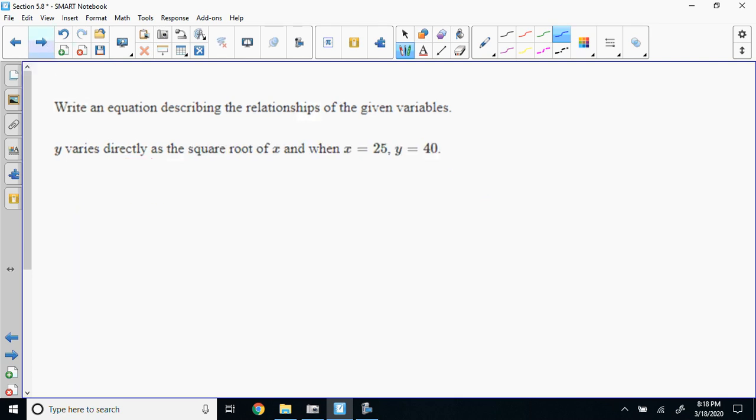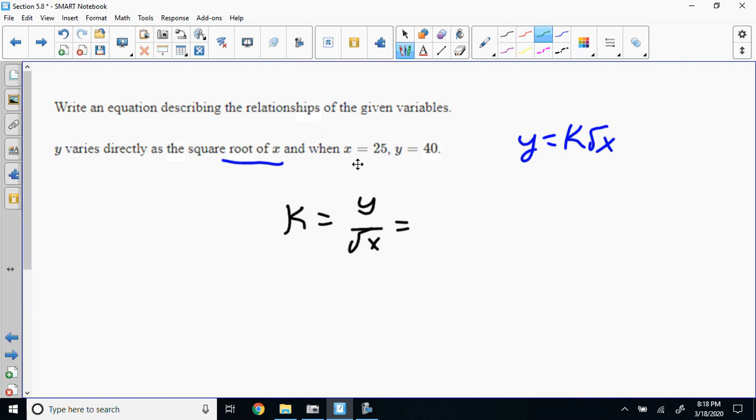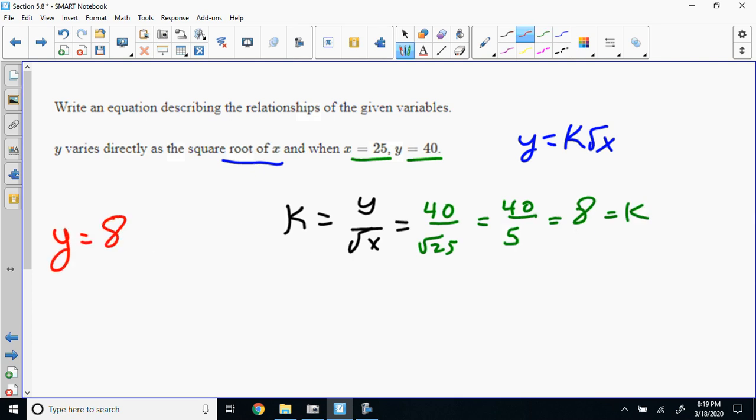Now when we look at the other one, it says y varies directly as the square root of x. So it's y equals k square root of x. So k would just be y over the square root of x. We have an x and a y, so let's substitute those in. Square root of 25 is 5, so I got 40 over 5, which is 8. So 8 is our k. When we do this, it'd be y equals 8 square root of x. That would be the equation.